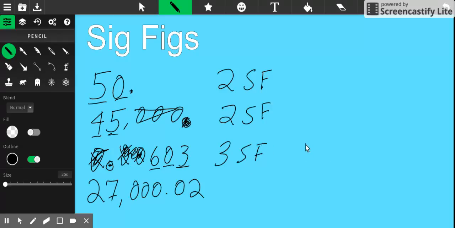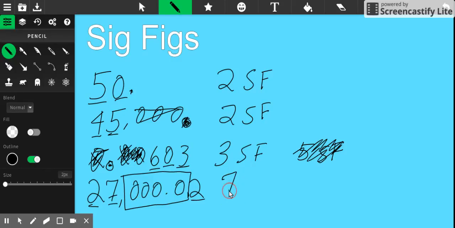Popular answer on your test was 5 sig figs. No, it's not 5 because we don't count these first 2 zeros. And then the fourth one, we have 1, 2, 3 non-zeros. So it's going to be at least 3 sig figs. And then even though there's a decimal, we still just use our sandwich rule. They're between the 7 and the 2, which means they're sandwiched. So we count 1, 2, 3, 4, 5, 6, 7 sig figs.